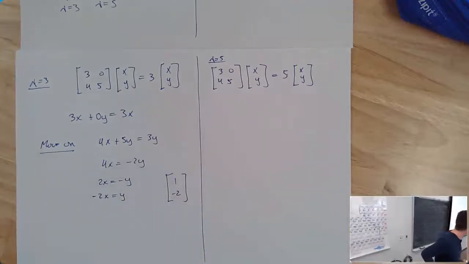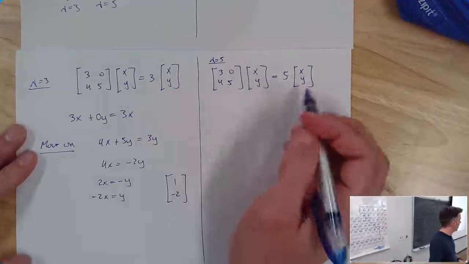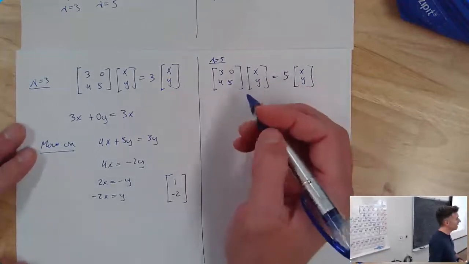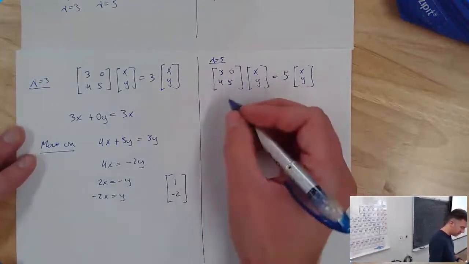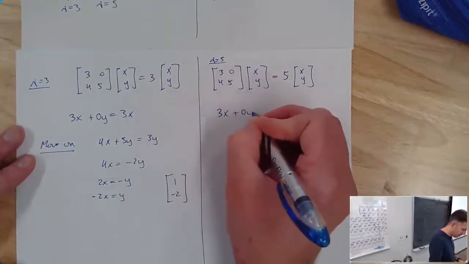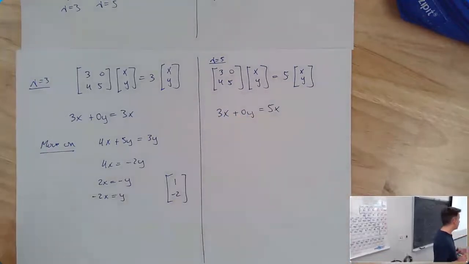On the other hand, over here is where things are a little bit weirder. You have to be more careful about what happens. The first equation is 3x plus 0y equals 5x. And that actually is enough information to know what's going to happen.